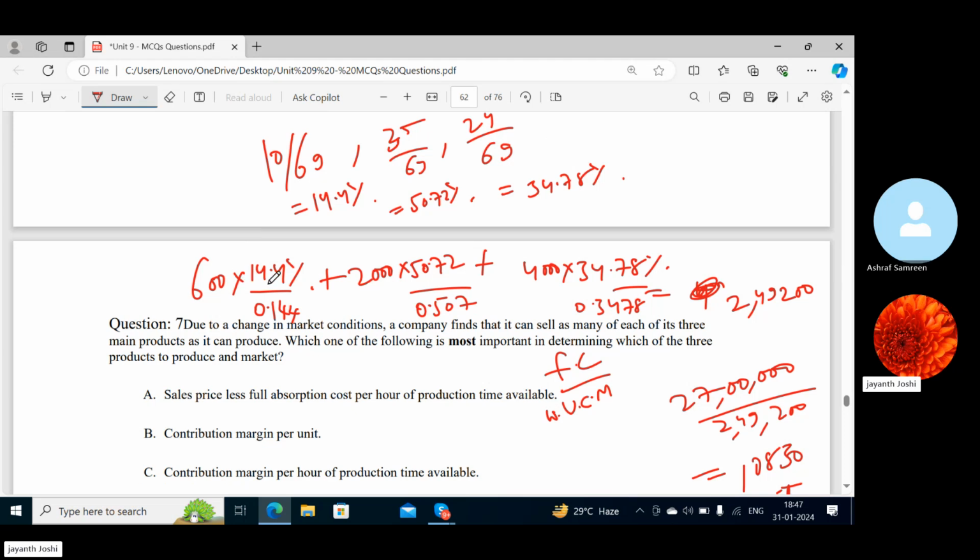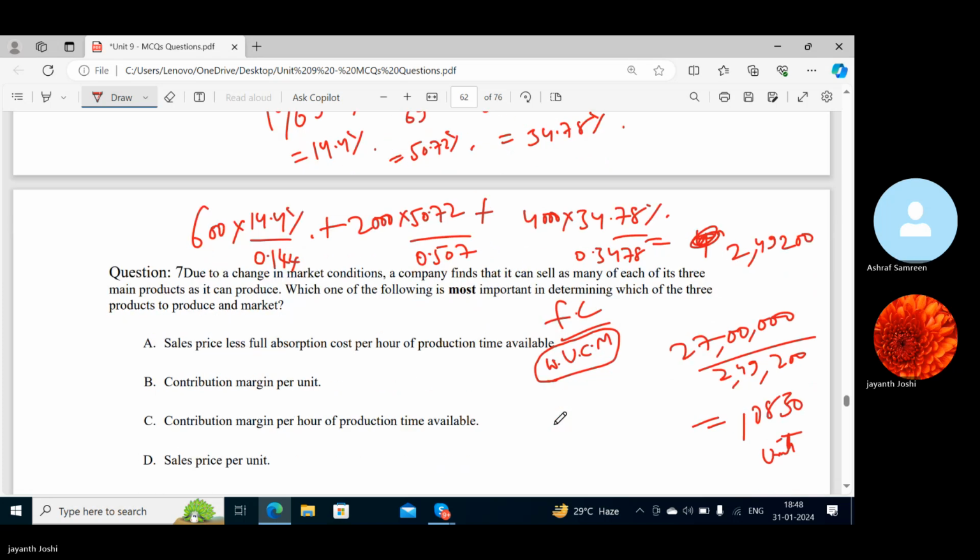So for that we have found out the weighted average unit contribution margin, because what is relevant for us in multi-product is weighted average unit contribution margin, right? Yes. That is relevant for us. So we found out. Understood? Yes, I got it.